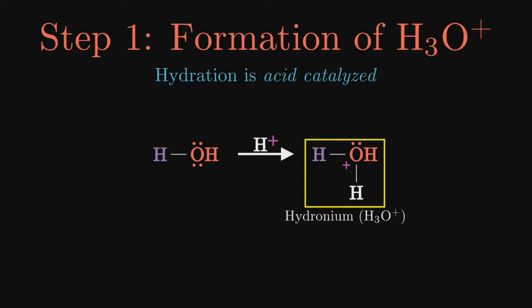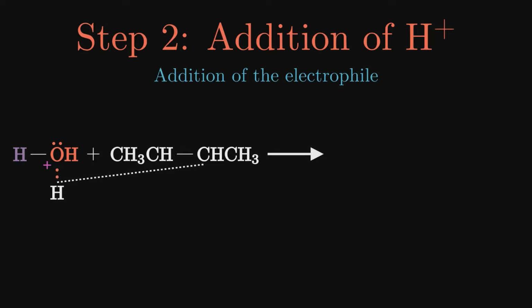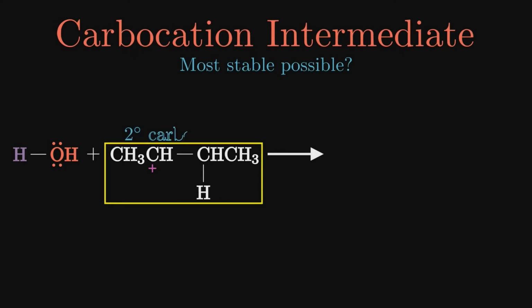One of the hydrogens from the H3O+ will add to the double bond. As we already know, the tendency is to form a tertiary carbocation if possible, if not secondary. In this case, we create a secondary carbocation, which is the most stable possible. Now that we have generated our carbocation, what's next?